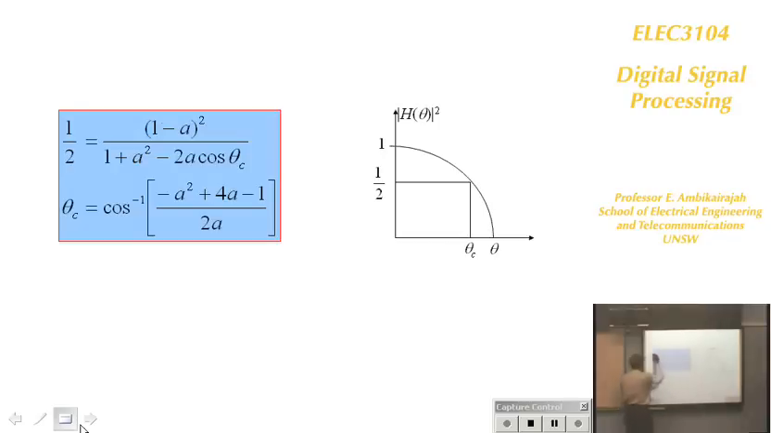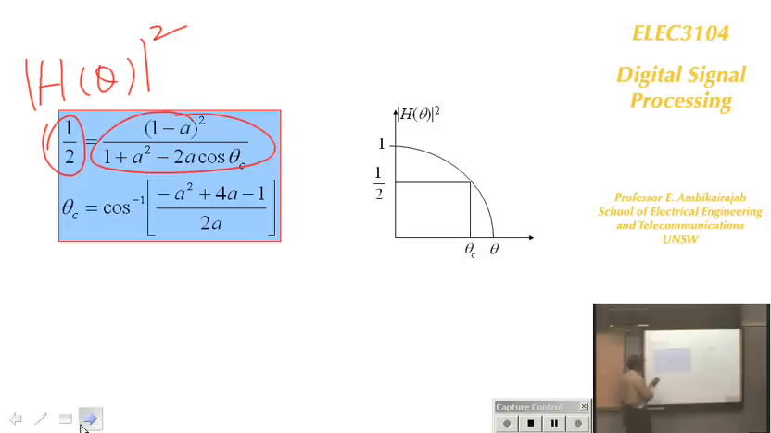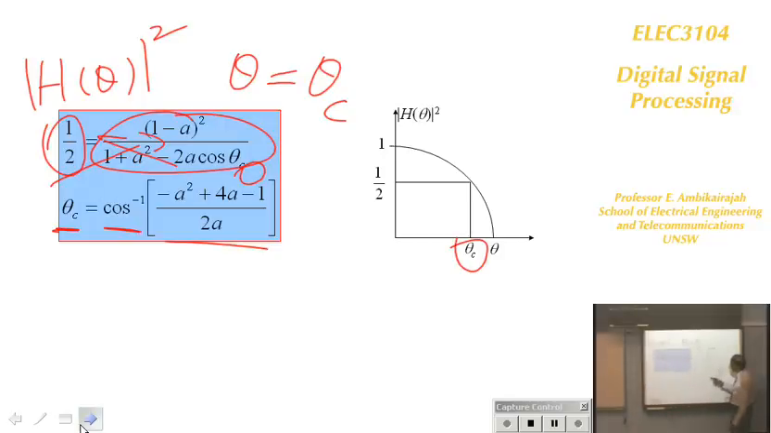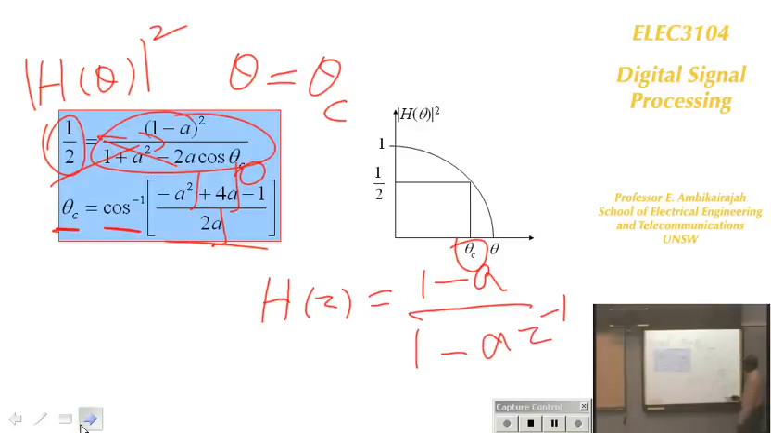If you do that, you say 1 over 2 is mod H theta squared, which is equal to this one. And that 1 over 2 happens when theta equals theta c. Now you cross multiply this and find the value of theta c, which is the inverse cos of this. And theta c, the cutoff frequency, can be calculated in terms of A. So you can see your 3 dB bandwidth is determined by the coefficient in your transfer function, which is (1 minus A) divided by (1 minus A z to the minus 1). By selecting this A appropriately, you can determine your 3 dB cutoff frequency. That's the bandwidth of your low pass filter.